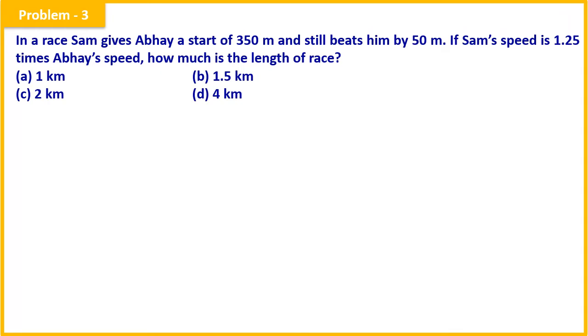Problem 3. In a race, Sam gives Abhay a start of 350 meters and still beats him by 50 meters. If Sam's speed is 1.25 times Abhay's speed, how much is the length of race?